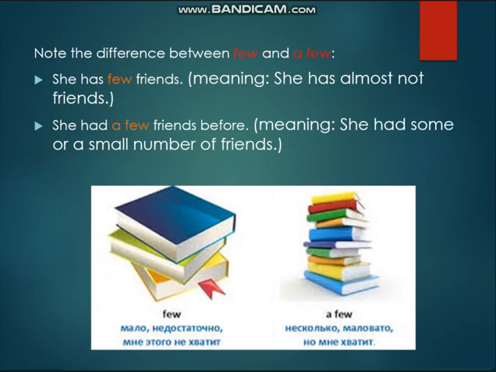Know the difference between few and a few. She has few friends. It means that she has almost no friends. She had a few friends before. It means that she had some or a small number of friends.